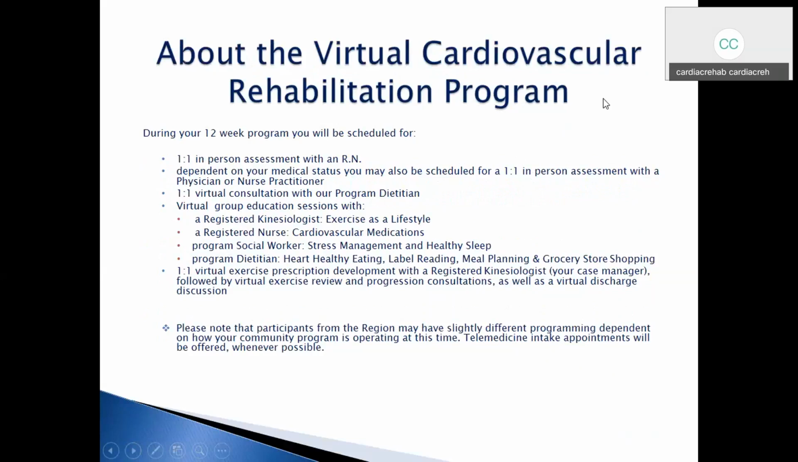Now, I just like to outline an example of what your 12-week program would look like. Please note that the participants connected today from the region may have slightly different programming, depending on how your community program is operating at this time. Telemedicine intake appointments will be offered whenever possible. For those of you attending locally, you can expect these appointments in your 12-week program.